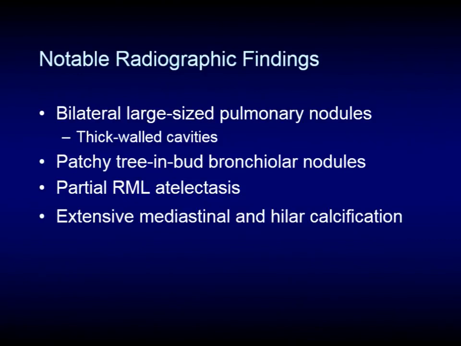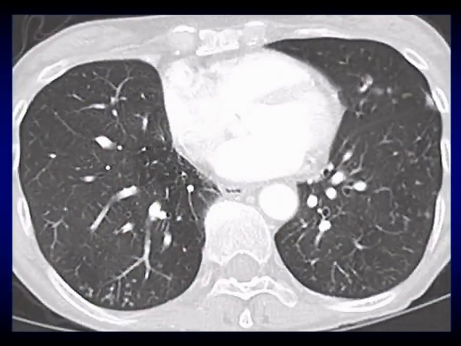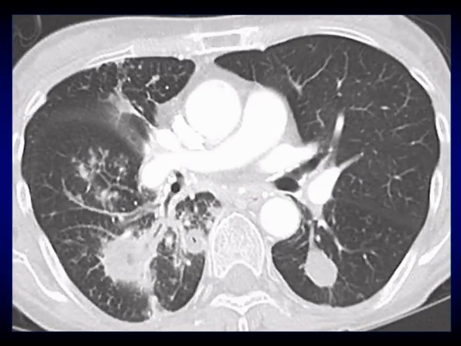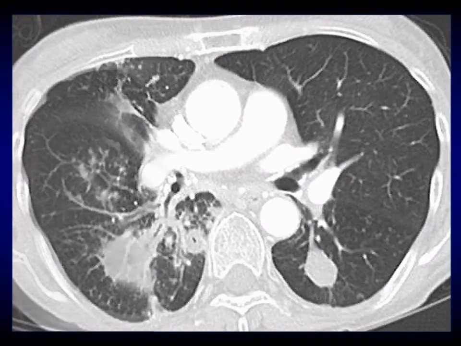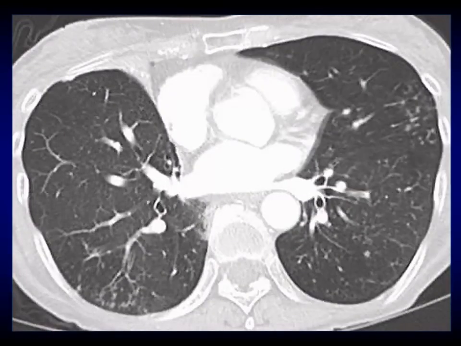Now, endobronchial cellular infiltrates can be a feature of MAC, but with MAC you'd often expect more localized disease, more bronchiectasis. The macronodules here are really what point to this perhaps being TB with endobronchial involvement causing those micronodules that are tree-in-bud and patchy in distribution.